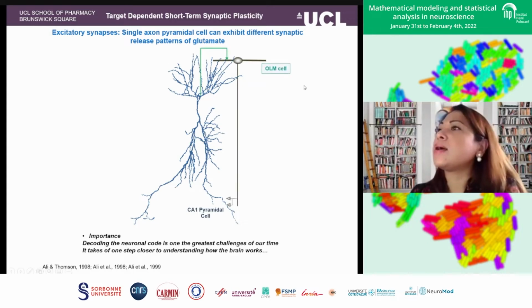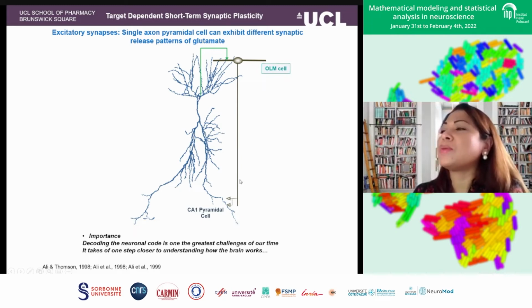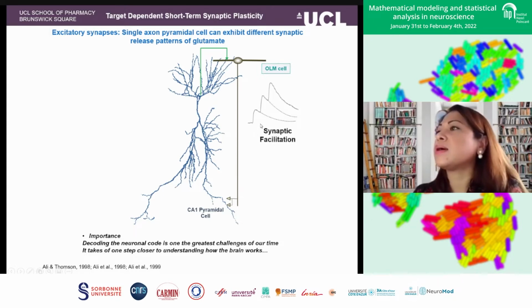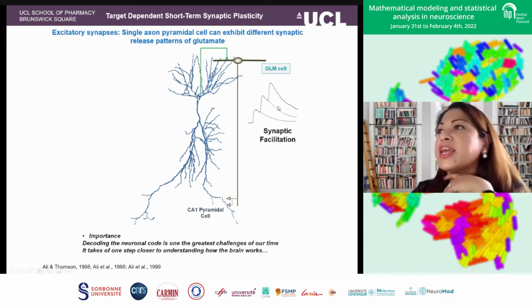So if this green is the schematic of the axon of the pyramidal cell, and it targets one particular type of inhibitory cell, let's call this the OLM cell. In fact, it's a very specialized cell in CA1. It shows this type of synaptic release pattern. So these are short-term synaptic dynamics. It releases glutamate, and the glutamate gets bigger and bigger as the stimulus increases. This is referred to as synaptic facilitation. Very important in timing these different dynamics.